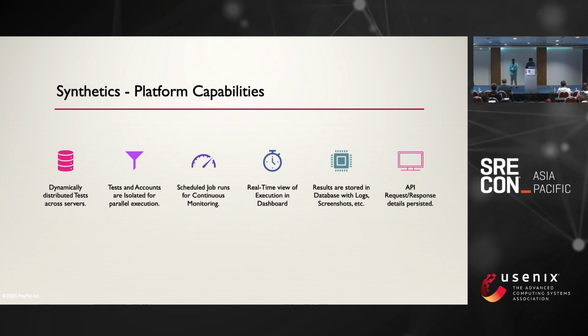And there is a real-time view of execution in the dashboard, so any execution that is happening currently, and the previous and past ones with all those results, logs, and API responses, will be benchmarked and available in the dashboard. And obviously, it is stored in the logs. And we have introduced alerting logic where any external system can create a webhook and receive those alerts in case of any failures. So these are the capabilities that we have added.